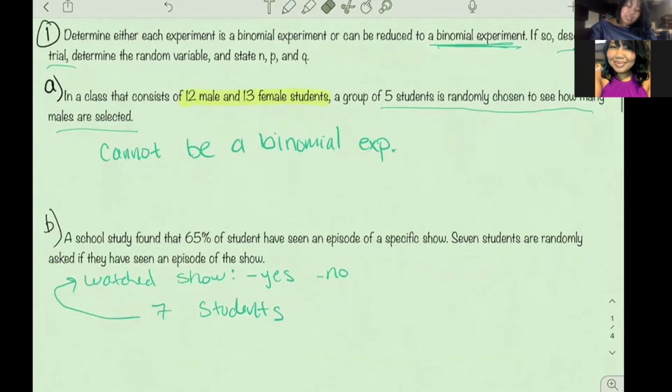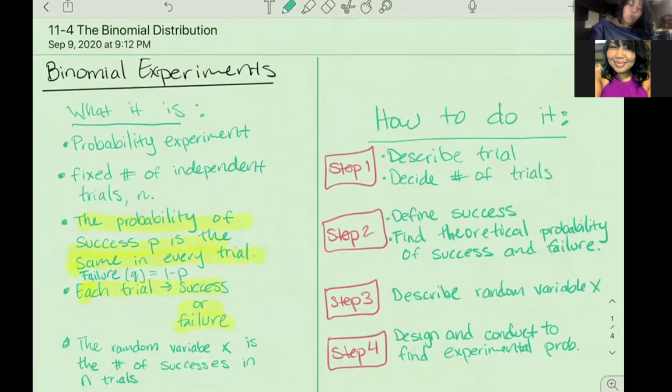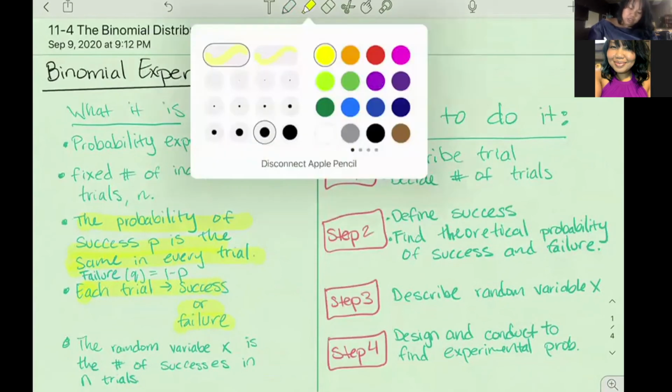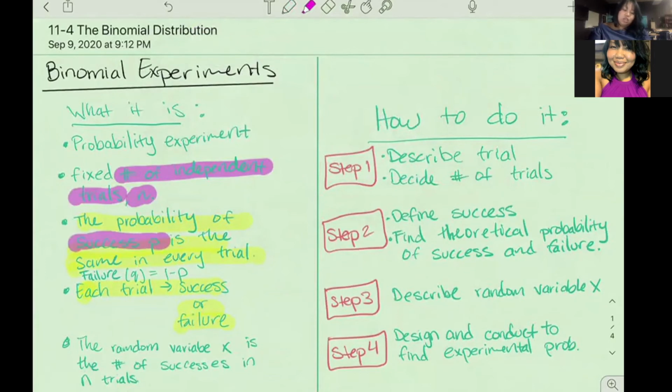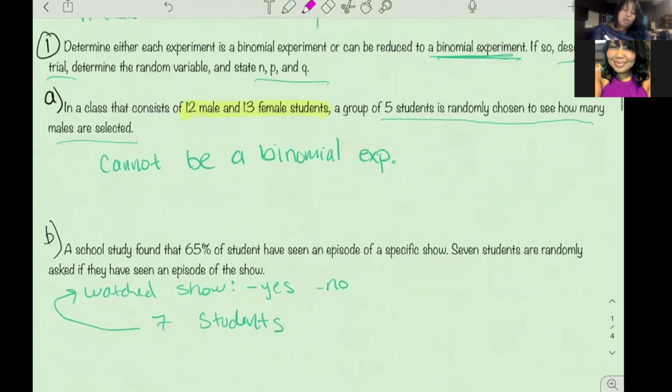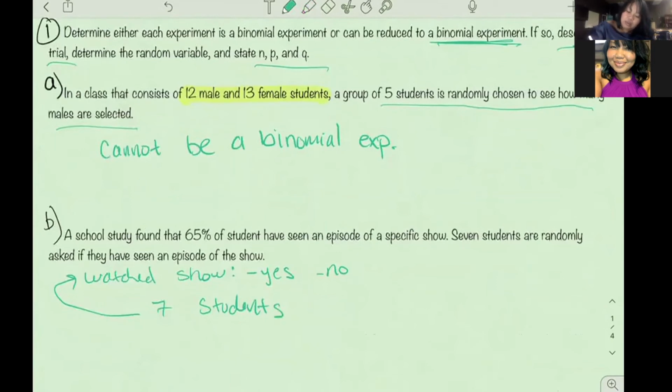And then what it's asking for us is n, p, and q. So let's go back here and figure out what they're talking about. We have n, the number of independent trials, right? Our p is successes, and our q is our failure. So the number of trials, our n, is 7. We're going to ask 7 students, that's the number of trials.